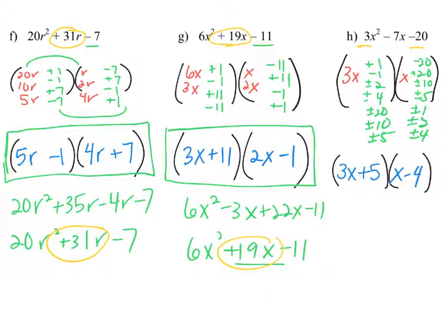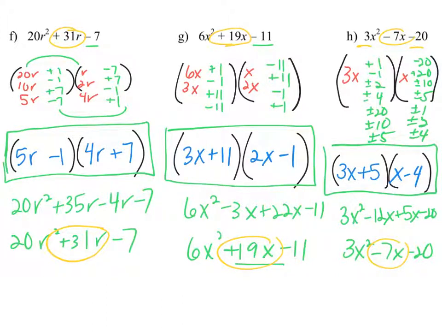So by using the FOIL step for checking, we find that 3x times x is 3x squared, the outer is negative 12x, the inner is positive 5x, and the last is negative 20. By combining those middle terms, we get 3x squared minus 7x minus 20, and we see that does give us the correct middle term. So the correct factored form is 3x plus 5 times the quantity x minus 4.